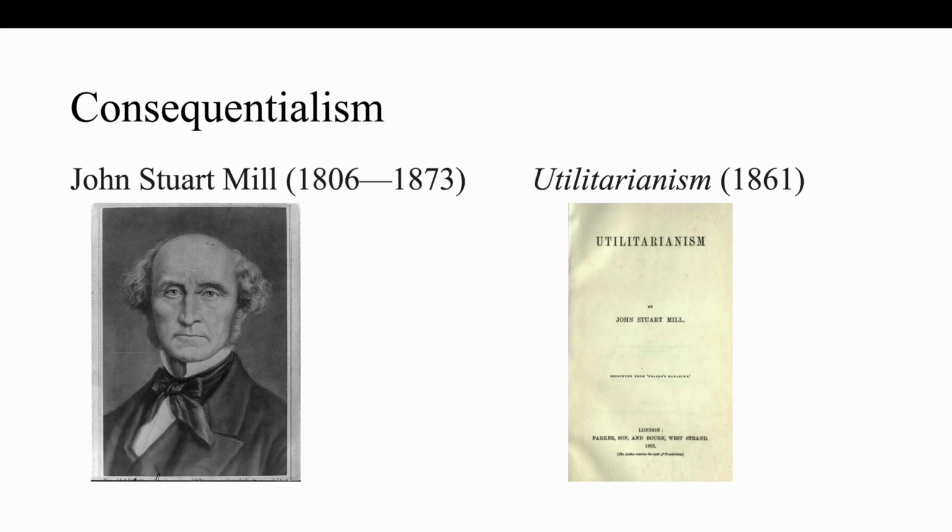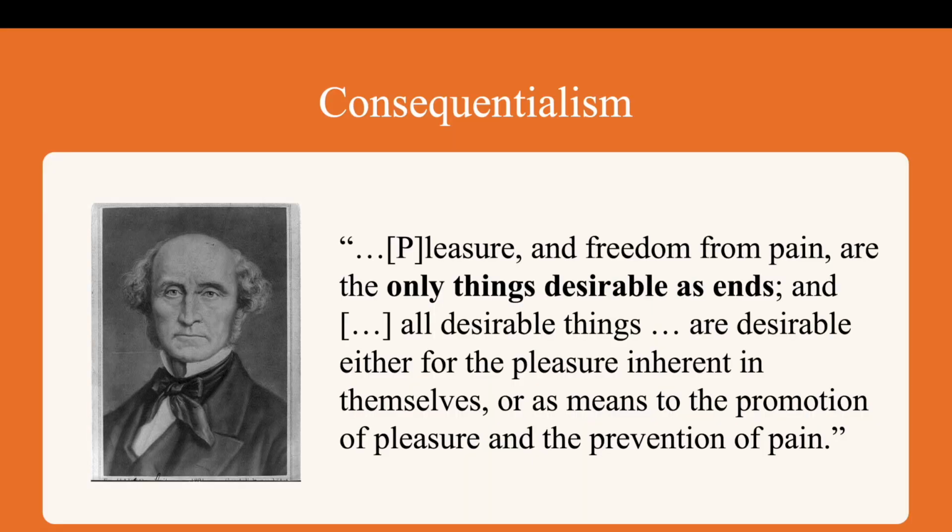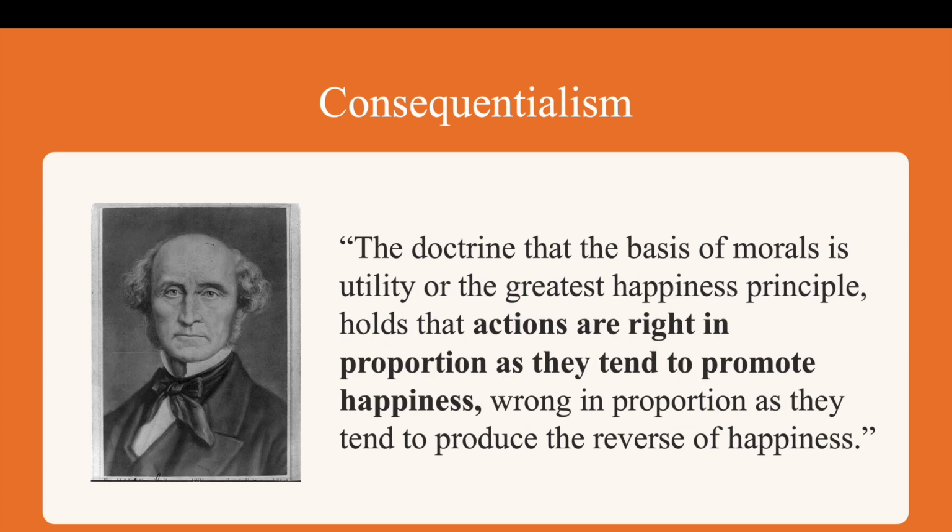And the main example of a consequentialist moral theory that's filled out with these additional details, with a theory of value, is John Stuart Mill's utilitarianism. Here's what Mill says: pleasure and freedom from pain are the only things desirable as ends, and all desirable things are desirable either for the pleasure inherent in themselves or as a means to the promotion of pleasure and the prevention of pain.